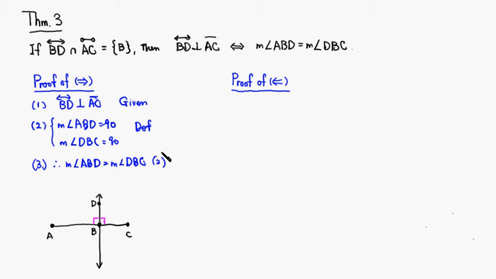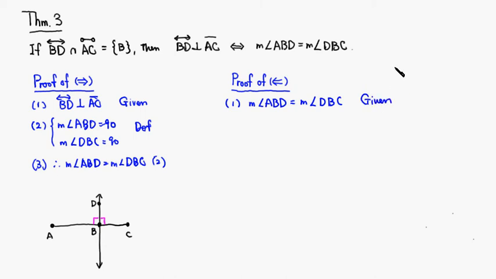Alright, so this direction was pretty trivial. And how about the other implication? Right, so let's assume that they have the same measure. So number 1, the measure of the angle ABD is equal to the measure of the angle DBC, right? So let's say this is given.